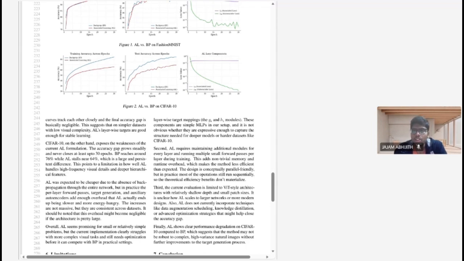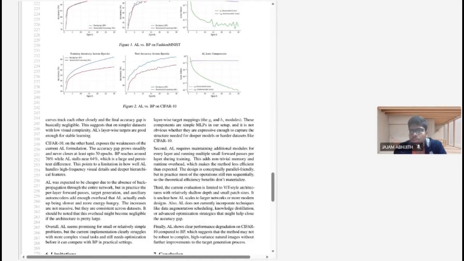Third, our evaluation is limited to relatively shallow ViTs, vision transformers, with small patch size on medium scale datasets. We don't know how well AL scales to larger networks, bigger datasets like ImageNet, or modern architectures. We also didn't incorporate techniques like advanced data augmentation, knowledge distillation, or sophisticated optimization strategies that might help close the accuracy gap.